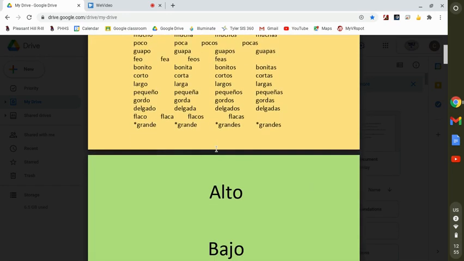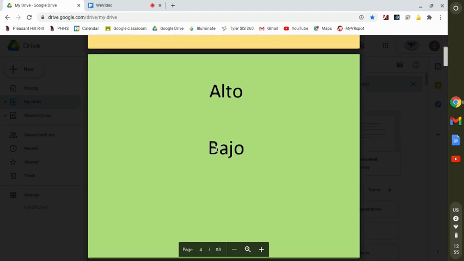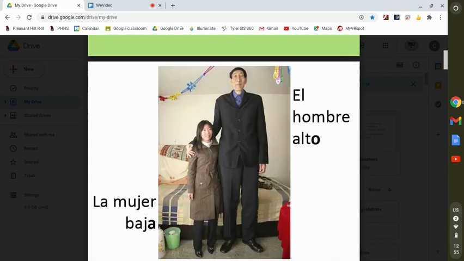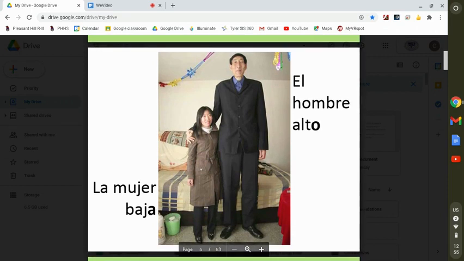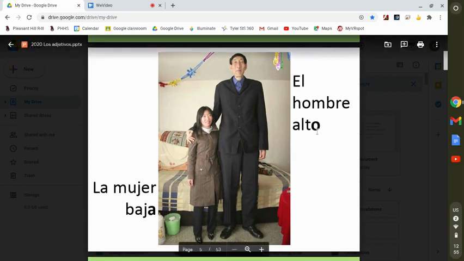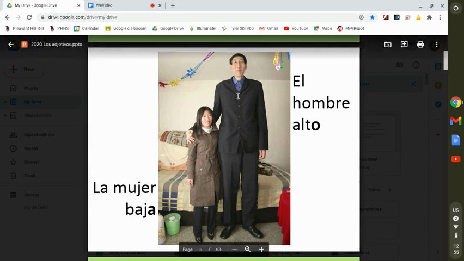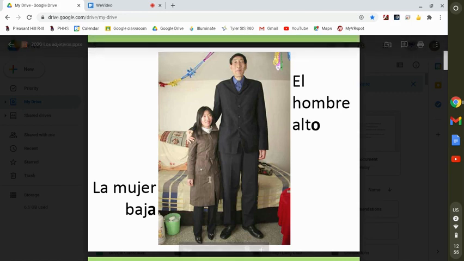Okay, so first thing we're going to do is we're going to learn the adjectives. Your first 2 are alto and bajo. Write those down on your paper, please. Alto and bajo. And here is your picture. El hombre alto, la mujer baja. Okay, so alto is tall, baja is short.